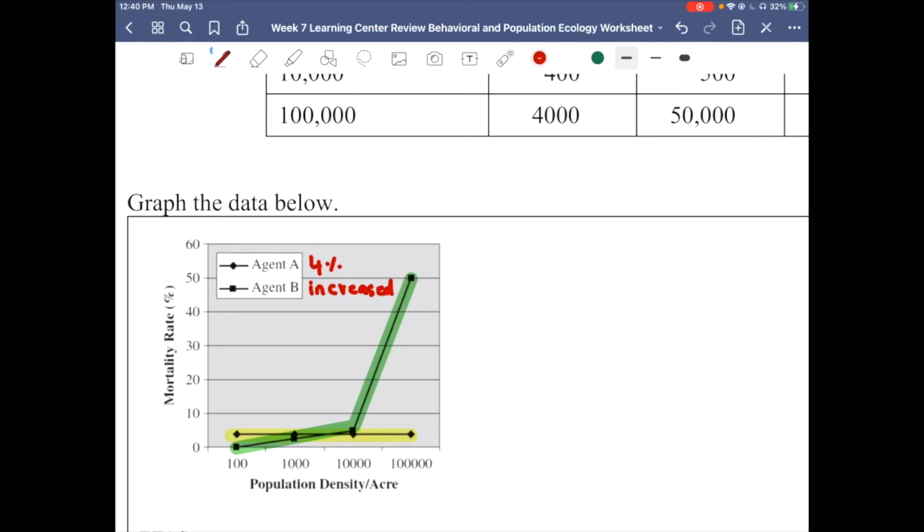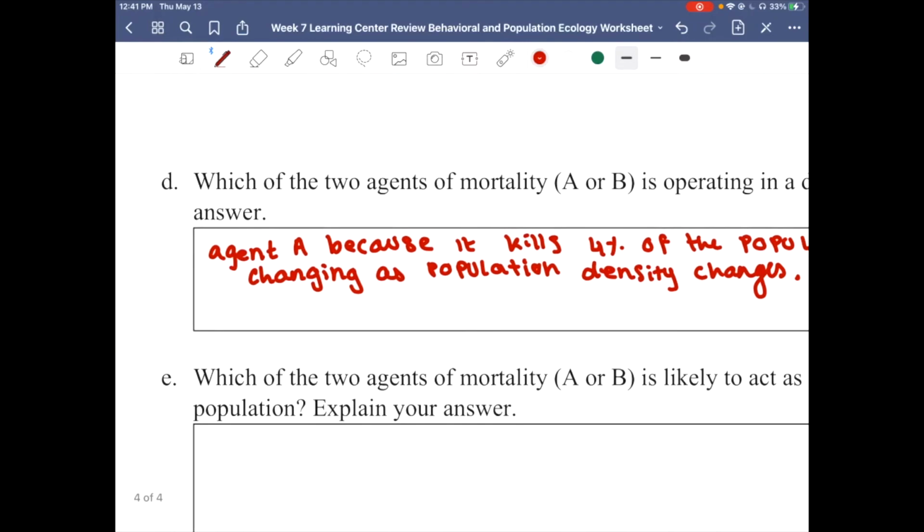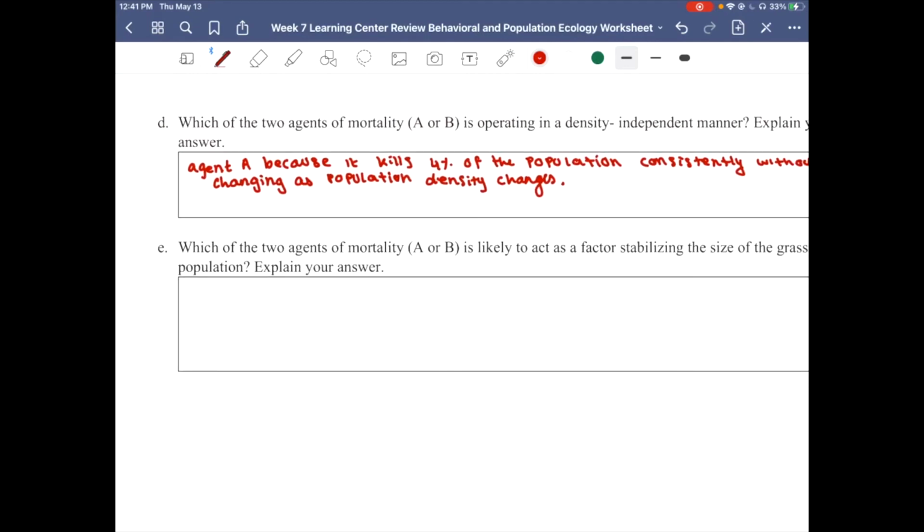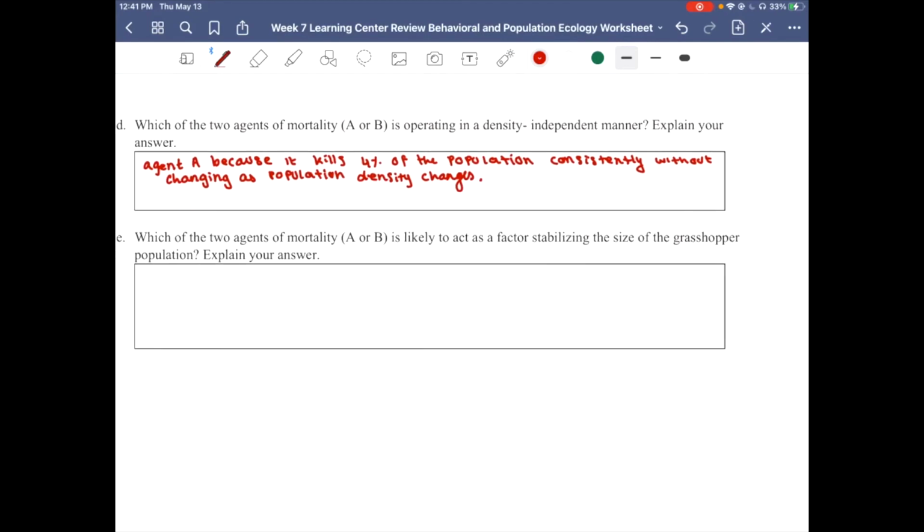But then for agent B, it's proportionally taking away individuals. So at a lower number, it's taking away fewer. At a higher number, it's taking away more, which means it's helping the population be stable around a similar value. Yeah, I hope that makes sense. If it didn't, let me know.